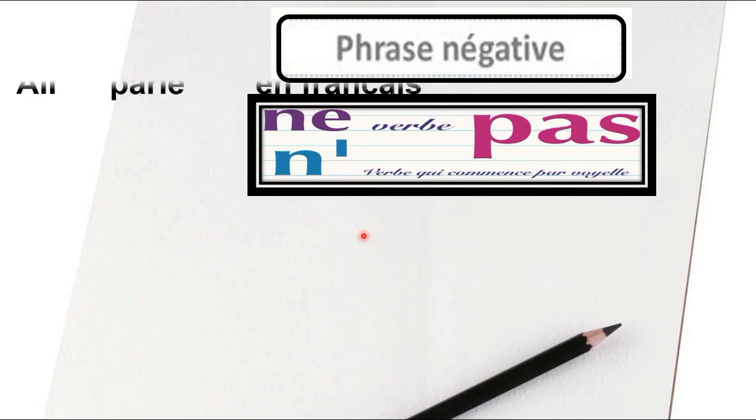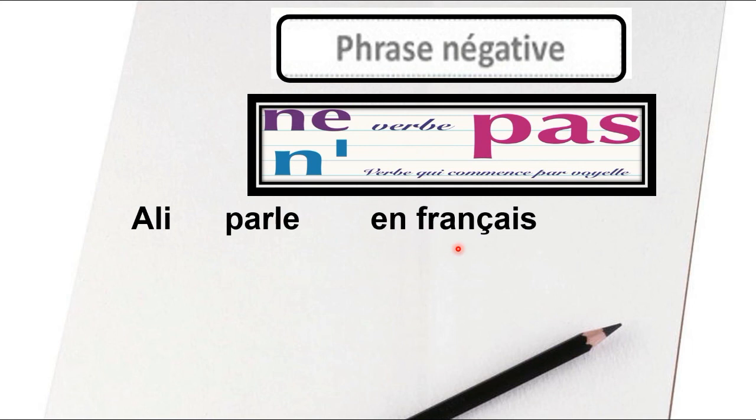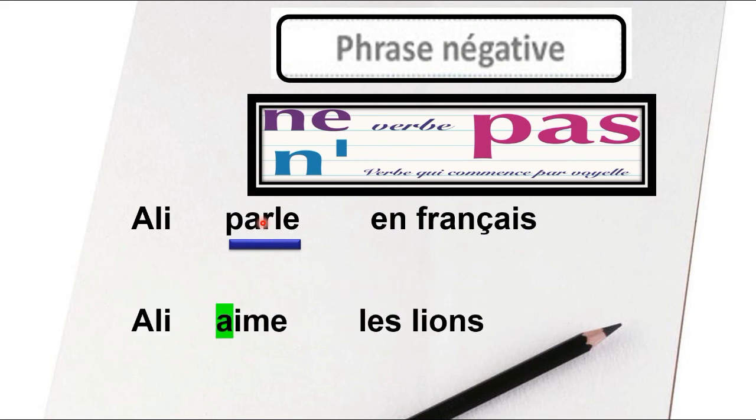For example, I say Ali parle en français. Look at now what I will do. At the beginning I will search where the verb is: parle. Ali aime les lions. Where the verb is: aime. Look at now, I will search the verb. Yes, the verb is here. Here the verb is conjugated, it is not in infinitive form. So I will search the verb where it is.